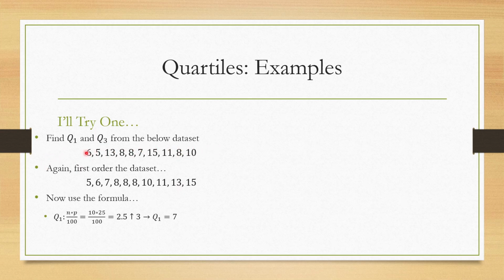So again, I don't go to the original data set. I go to the ordered data set. Look at the 1, 2, 3rd position. That's number 7, and that's my first quartile.